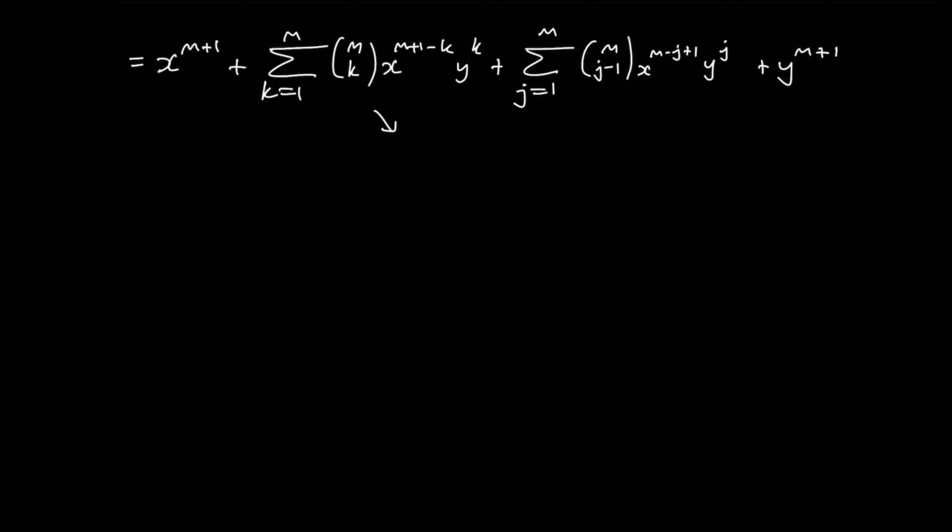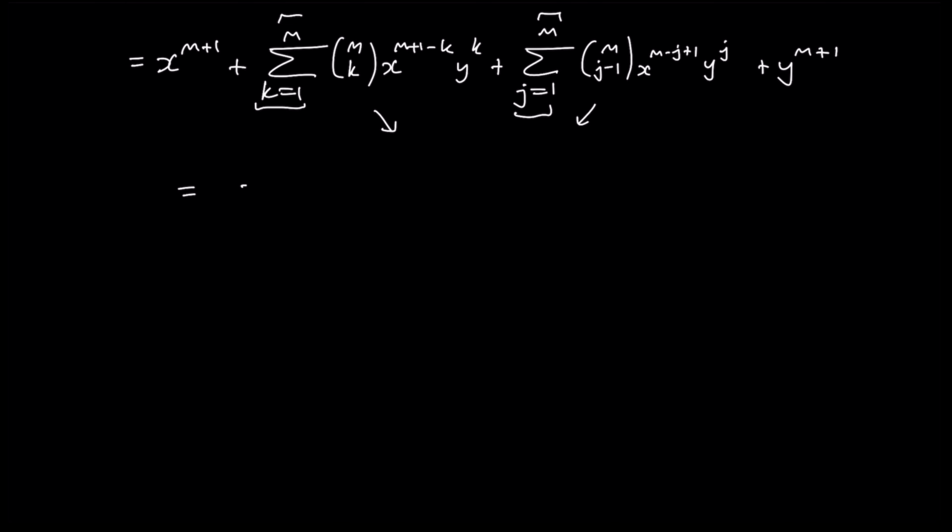Now I'm going to bring these two sums together, and I'm allowed to do that because k and j are summation indices. I could just redefine j as k. It doesn't really matter what symbol I use there. So the point is that these sums match up. They're both sums from something equals 1 up to m. So I can bring them together.